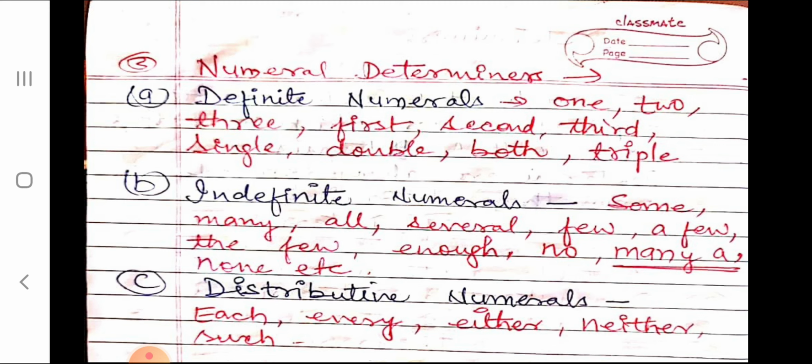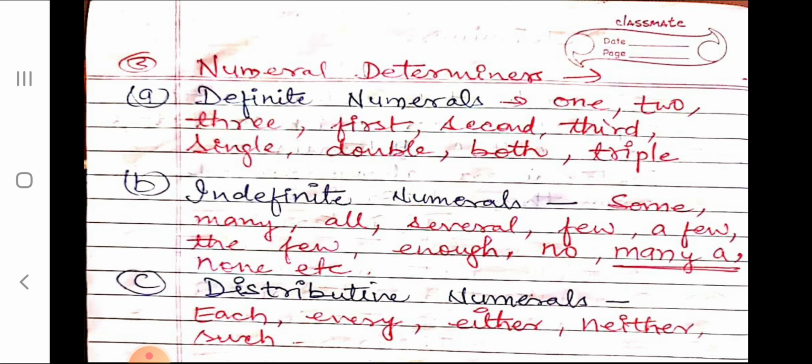Let's take up the examples: one book, two cows, three children, first position, second boy, third girl, single girl child, double digits, both teachers, both cows, triple, we can say triple talak. Triple means three.